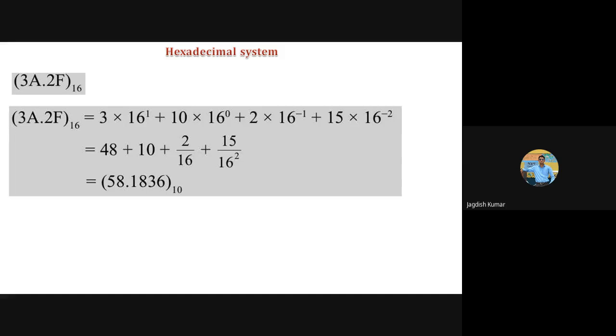Anyway, I hope you know how to convert from hexadecimal to decimal number system. Let us do the vice versa now. How can we convert from decimal to hexadecimal? I'll give you this number. Given that 95.5 is in decimal form, how can you get it in hexadecimal form? Can you try?